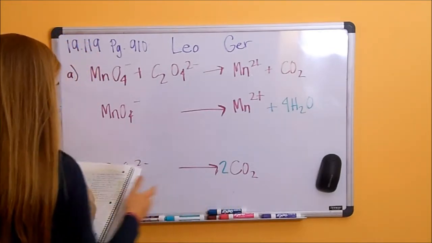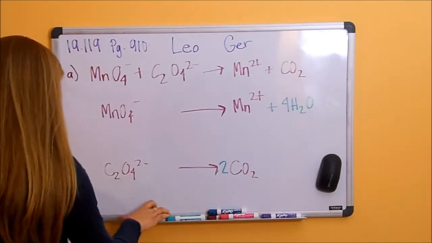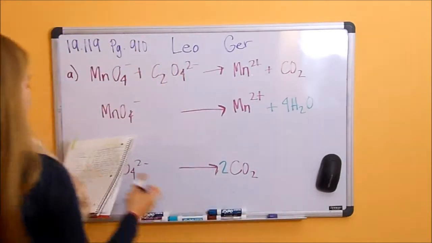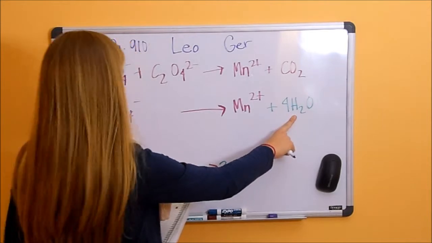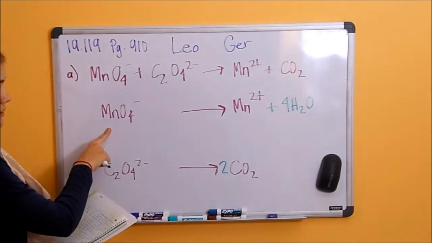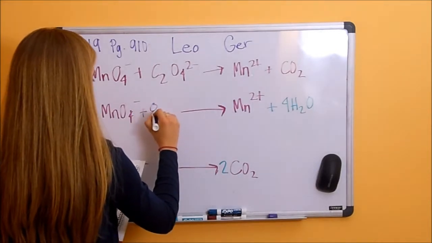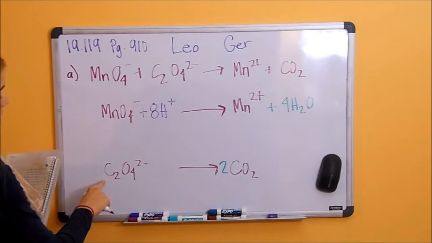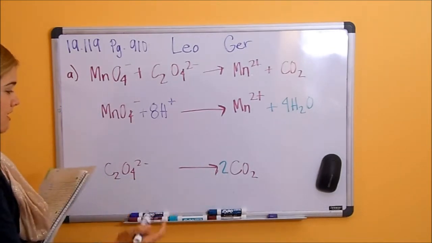Now the next step, balance the hydrogens by adding H plus ions. On this side we have 8 hydrogens, and on this side we have 0 hydrogens, and we want those to be even. So we're going to add 8 hydrogens, and they have a plus charge. And down here, we don't need to add any hydrogens because we didn't add any waters, so we're already even for that part.